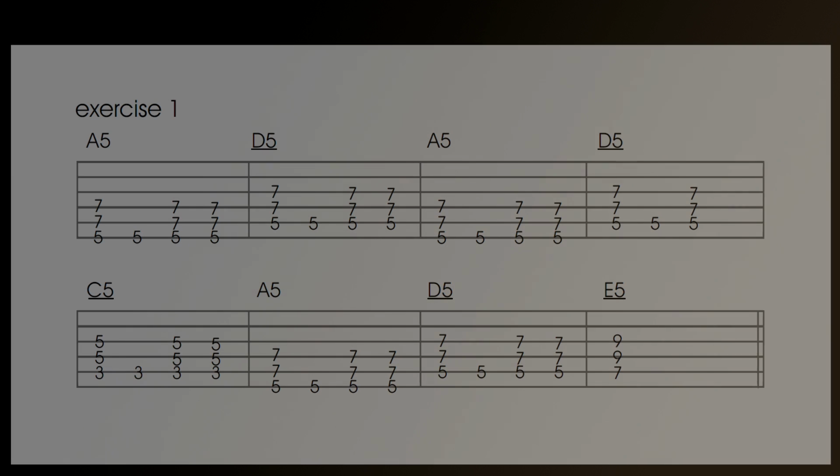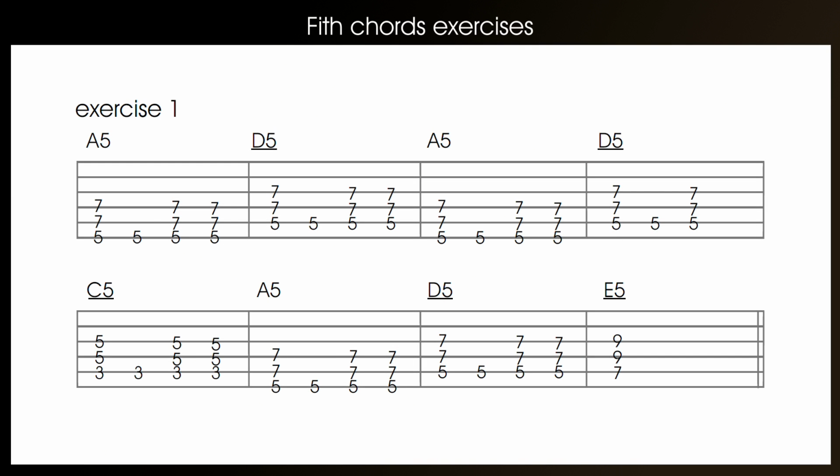Exercise 1. Looking at the first line of this exercise, you'll notice all the chords are in the 5th fret, and you're going between the A5th, which is an E string rooted bar chord, and the D5th, which is the A string rooted bar chord. You might also have noticed that there are some single notes being played.